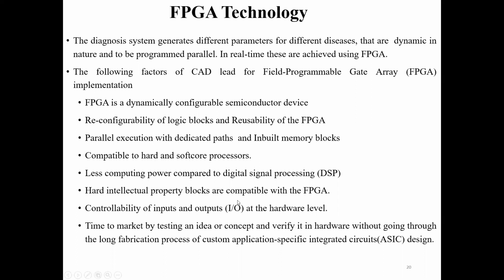cosine or sine function. So that is the advantage, that is what an IP core is. Hard intellectual property blocks are compatible with the FPGA. And there is the controllability of the inputs and outputs at the hardware level. That means I'll be able to change my input, and I'll be able to observe what I'm obtaining at my output, whether a logic 0 or a logic 1, and able to control at the hardware level. And time to market by testing an idea or concept. So hence, when you do a VLSI implementation, because of these reasons, we have chosen FPGA technology as our implementation technology.